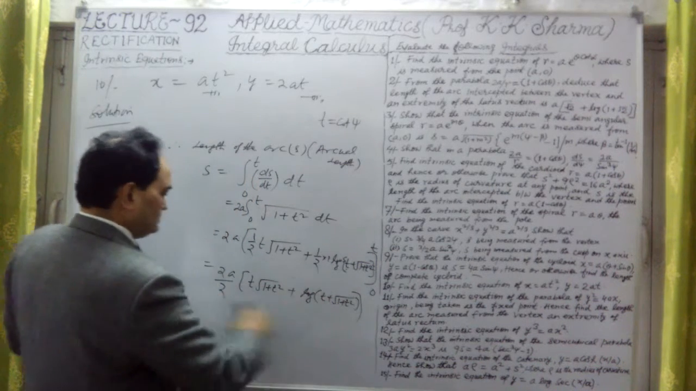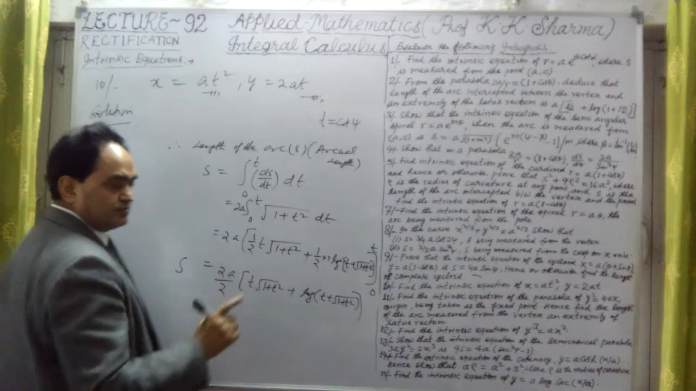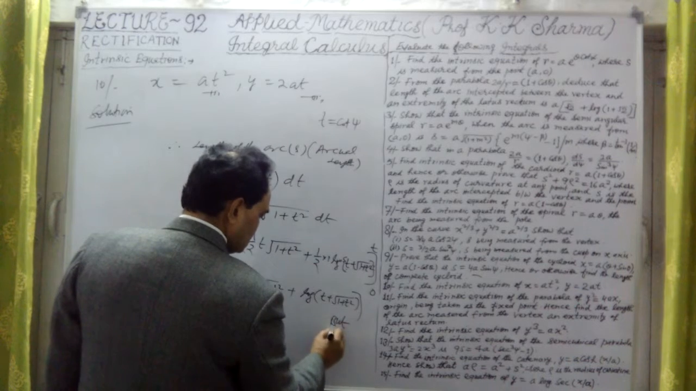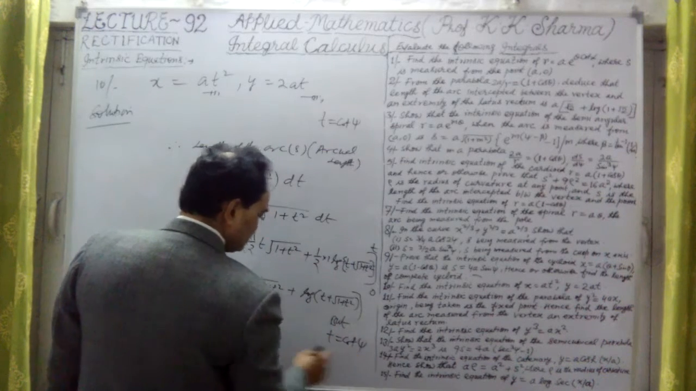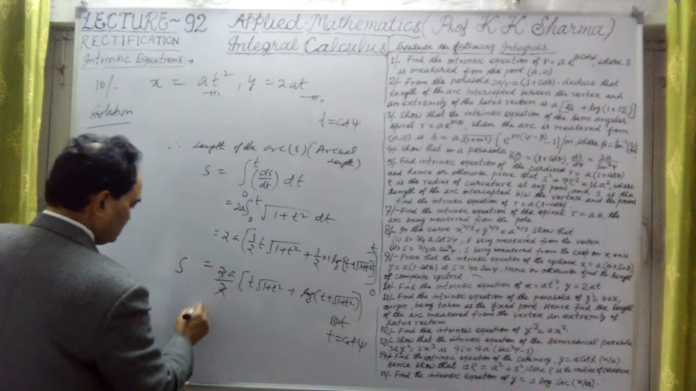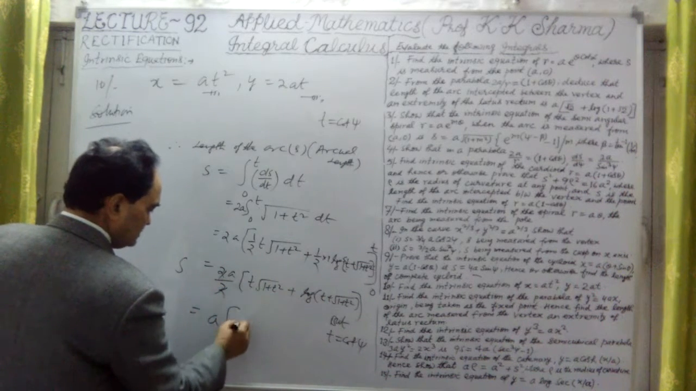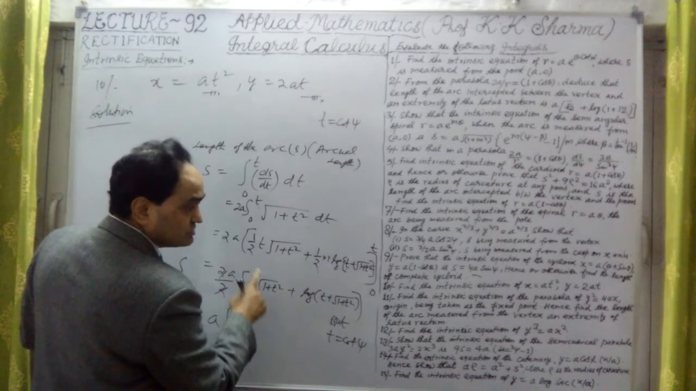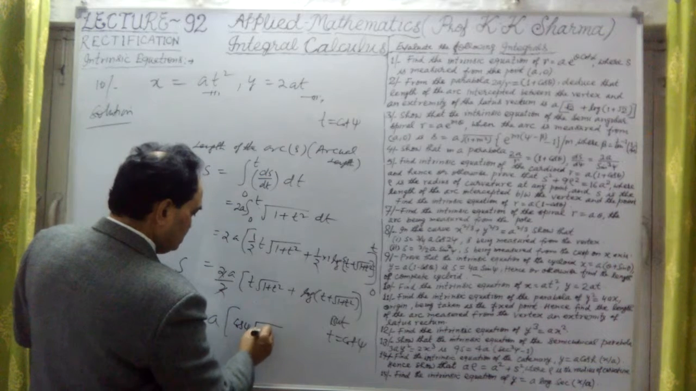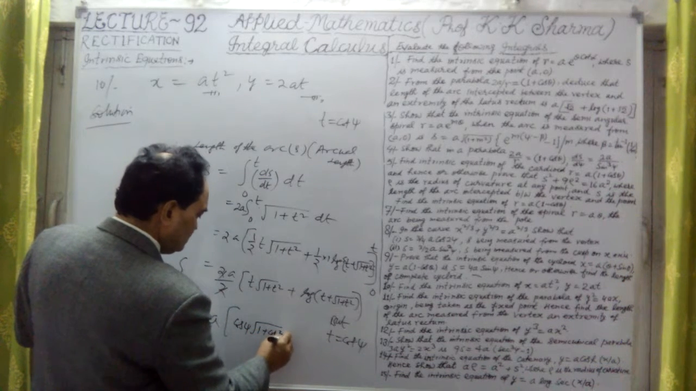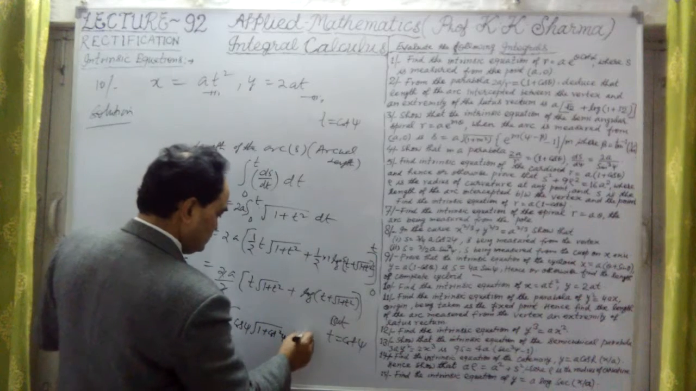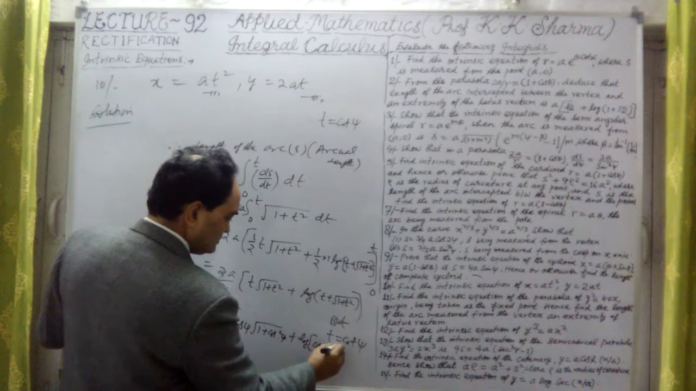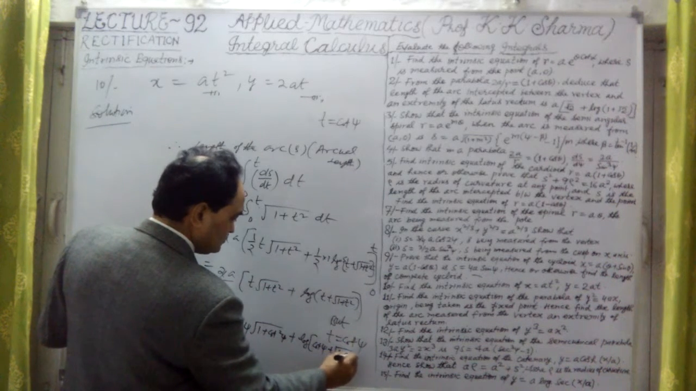Okay, this is the value of s in terms of t, but t is equal to cot of psi angle. If I substitute this, this is equal to a, t is here cot psi. Now under root 1 plus cot square psi is cosec square psi, plus log of cot psi plus under root 1 plus cot square psi.